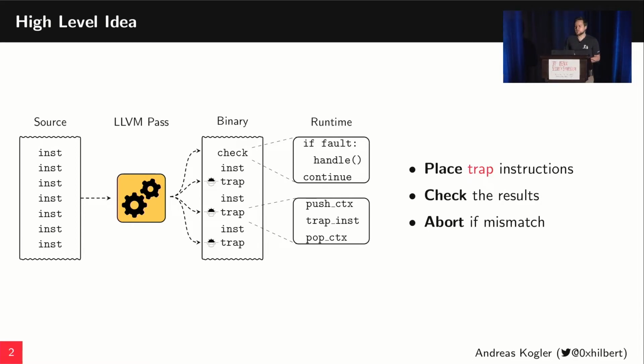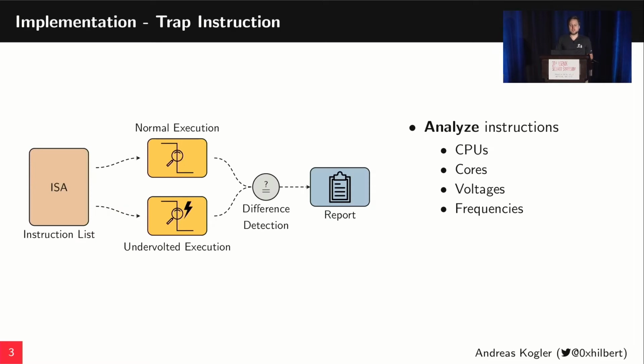So how can we find such a trap instruction? The instruction set is quite huge. What would be the suitable instruction for these trap instructions? To answer that question, we built a framework that uses the complete x86 ISA instruction set and executes each of these instructions in two different environments. First, we execute an instruction in a normal environment without undervolting. We record each of the intermediate results and then re-execute that instruction undervolted. And we simply check if we can observe a difference between the normal execution and the undervolted execution.